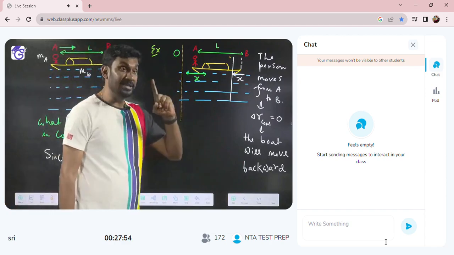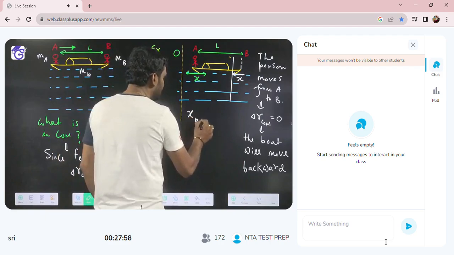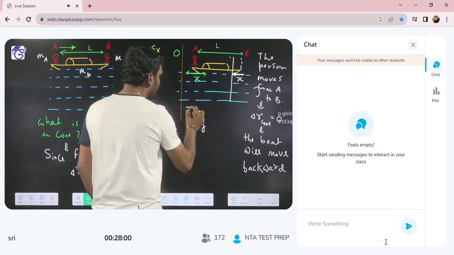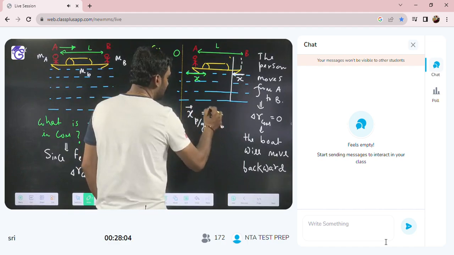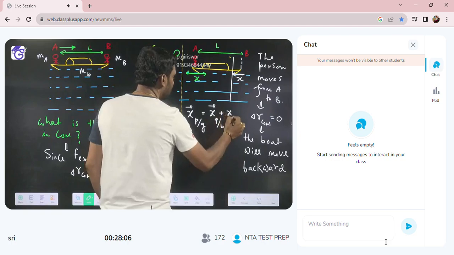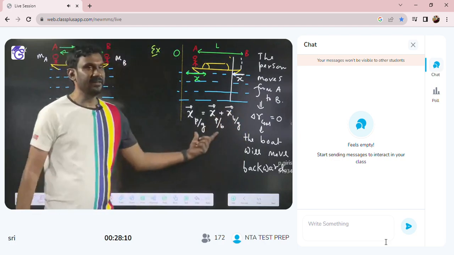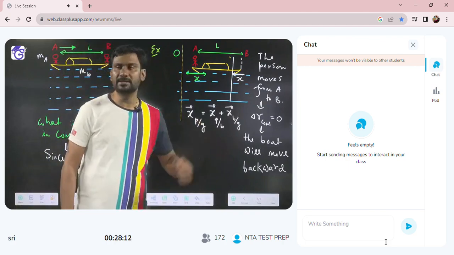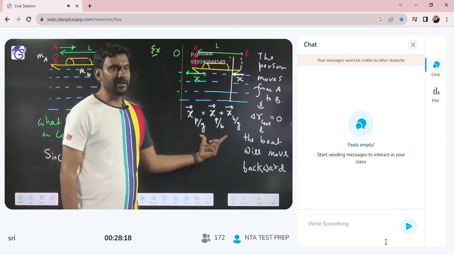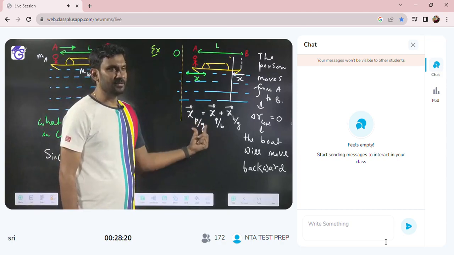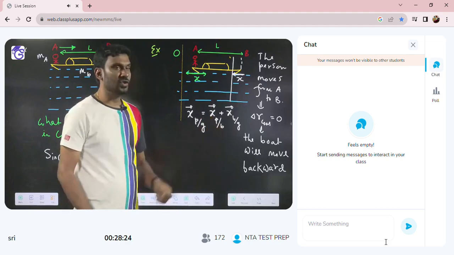How can I write this mathematically? Can I write the position of the person with respect to ground equal to the position of the person with respect to boat plus the position of the boat with respect to ground? This is the relative motion equation, the first fundamental thing you have written.